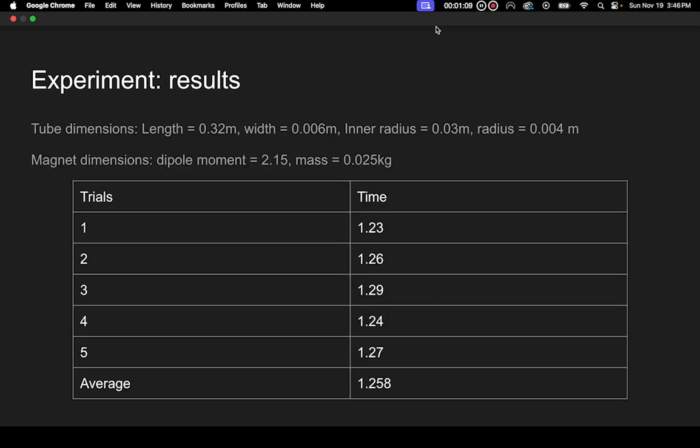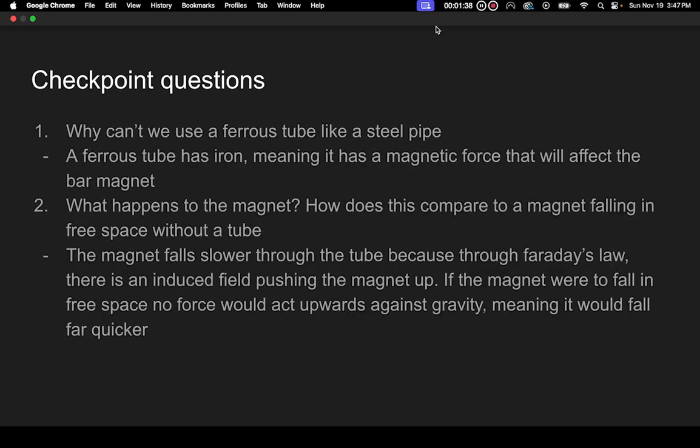These are the results. Keep in mind that the length was 0.32 meters, the width was 0.006 meters, the inner radius was about 0.03 meters, and the radius was 0.004 meters. The magnet's dipole was 2.15 and the mass was 0.025 kilograms. Here you can see the time measured for each trial: 1.23, 1.26, 1.29, 1.24, 1.27. The average of those 5 trials is 1.258 seconds from the start of the tube to the end of the tube.